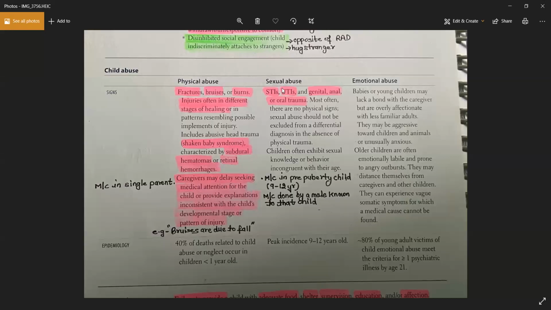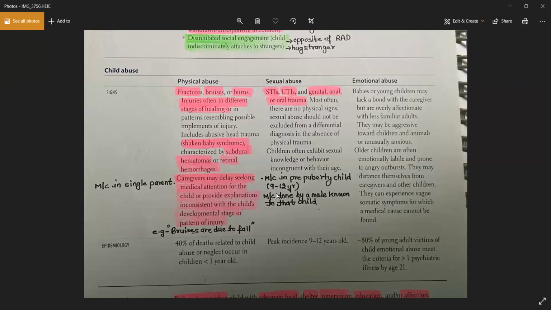Then you have sexual abuse. In that case, the signs are sexually transmitted infections, UTIs, and genital, anal or oral trauma. So whenever you encounter a teen patient, or a pre-puberty patient, having any kind of sexual symptom like a UTI, STD, or any kind of genital or anal trauma, think about sexual abuse.